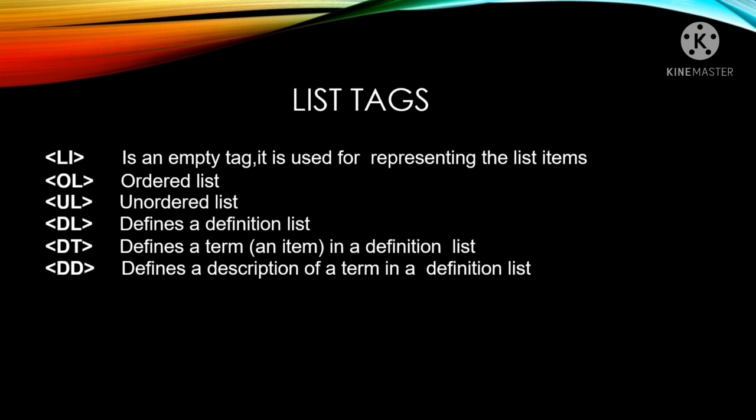Li is the tag which is used to represent the list items. OL defines the ordered list, UL defines the unordered list, and DL defines the definition list. In order to define a term in the definition list, we use the tag DT, and in order to define a description of a term in the definition list, we use the tag DD.